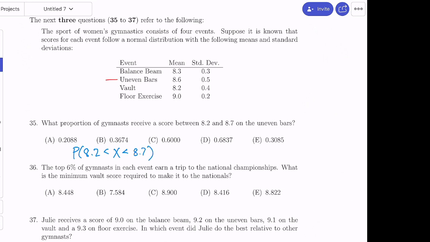So this is a type 1 problem, an X type 1 problem. I have to standardize to solve it. So I take 8.2 and I standardize with the mean and standard deviation, turning X into Z, and then using my table. So that puts me between, always write smallest to bigger, smaller to bigger.